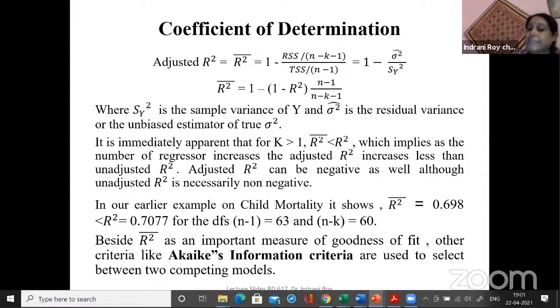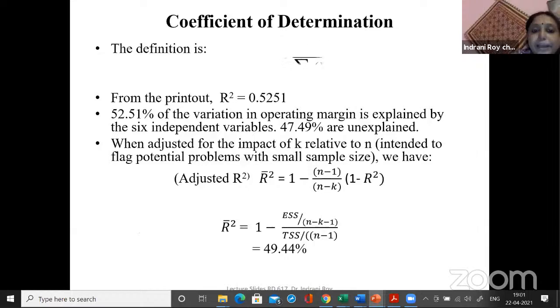So R bar square is increasing because the explanatory power increases with the increase in the number of explanatory variables, but R bar square has a tendency to fall because there is a loss of degrees of freedom. So overall, what will happen to R bar square, you actually don't know. R bar square may rise, R bar square may fall. So the overall goodness of fit is actually measured by R bar square rather than R square.